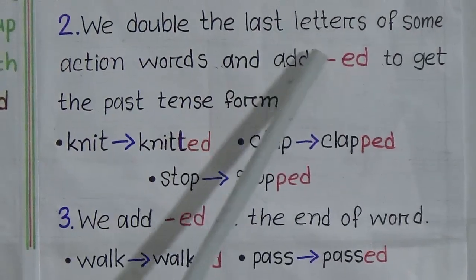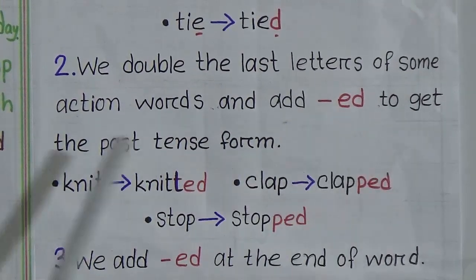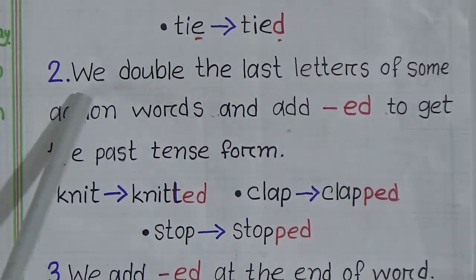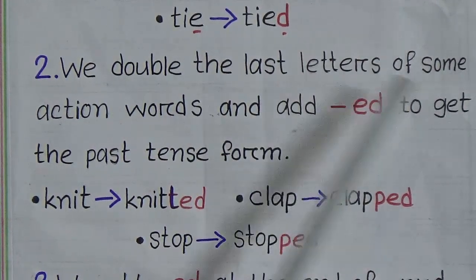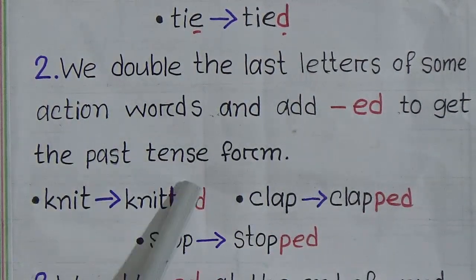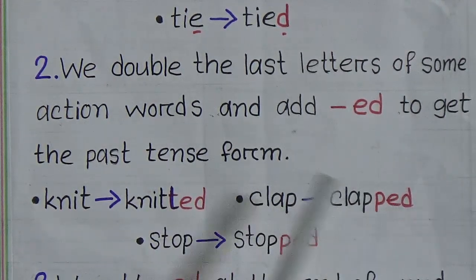We double the last letters of some action words and add ed to get the past tense form. I am repeating our second rule. We double the last letters of some action words and add ed to get the past tense form. Now you can see this example. Knit, knitted. Clap, clapped. Stop, stopped.